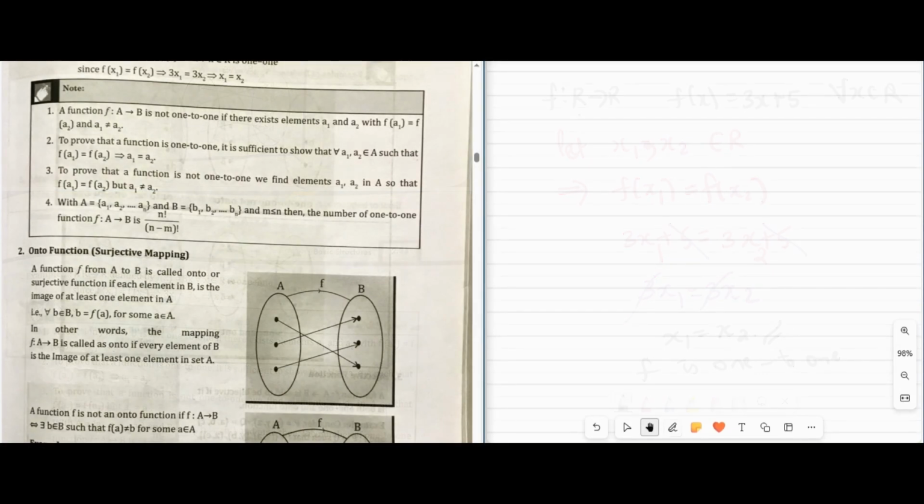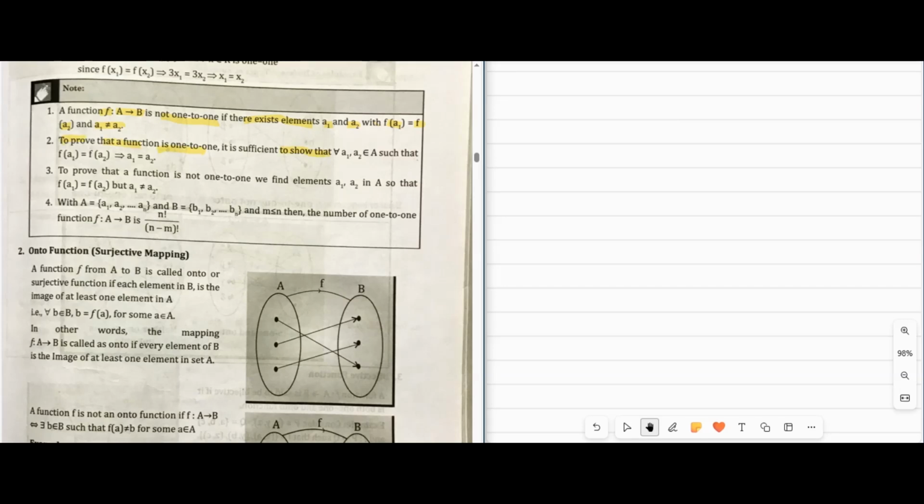A function f from A to B is not one-to-one if there exist elements a1 and a2 with f of a1 equal to f of a2 where a1 is not equal to a2. So here it says there should be no two elements which are mapped to the same element. Then you have to prove that the function is one-to-one.